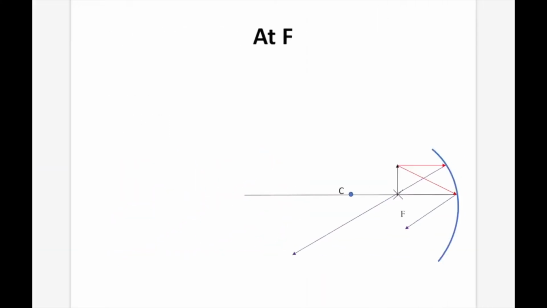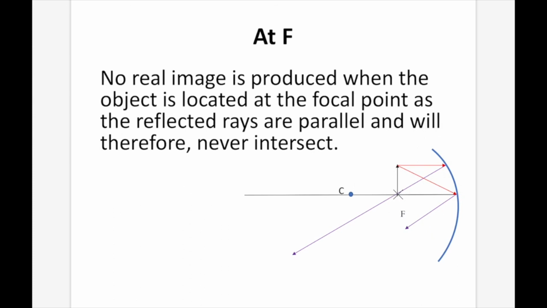At F. This one's a little bit trickier, so have a look at the rays that are drawn and see what's going to happen. In this case, no real image is produced when the object is located at the focal point, as the reflected rays are parallel and will therefore never intersect. So this guy right there and this guy right there are parallel to each other. Therefore, they're never going to intersect. Therefore, we can never make an actual image. So if you have an object at the focal point of a mirror, you're never going to be able to see the reflected image in that mirror.